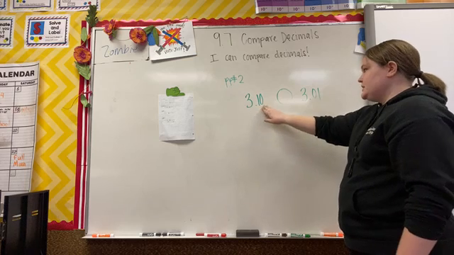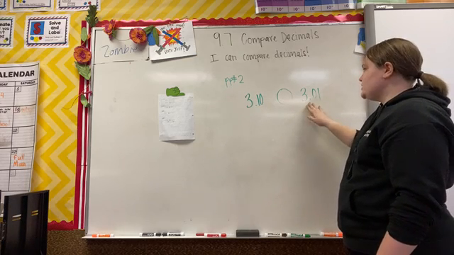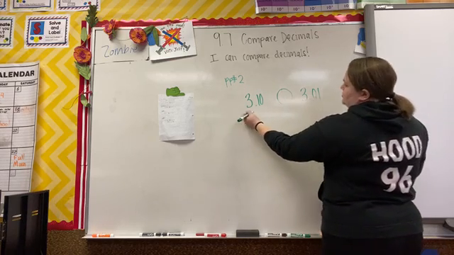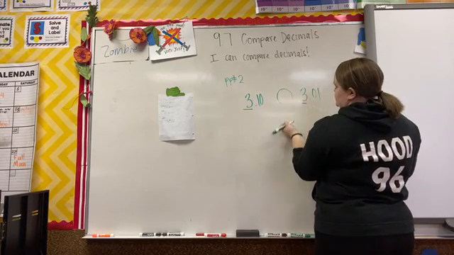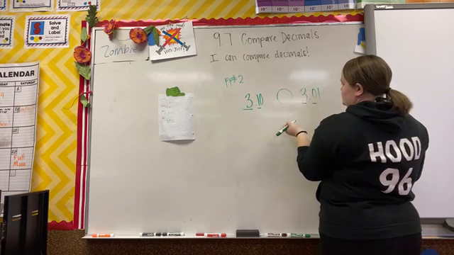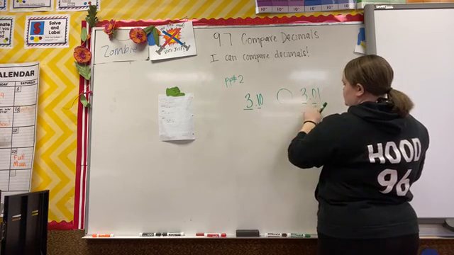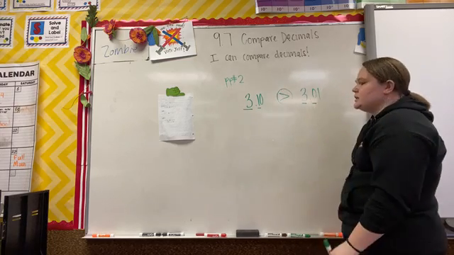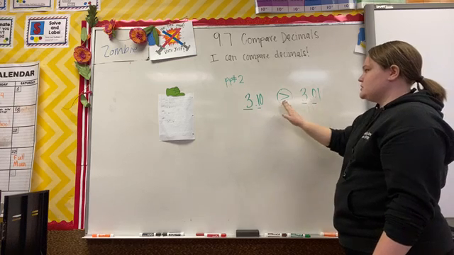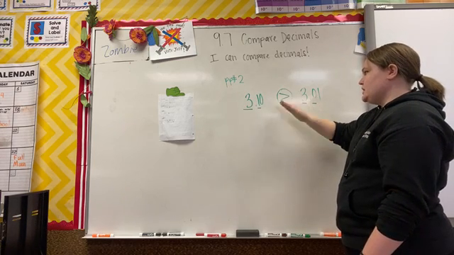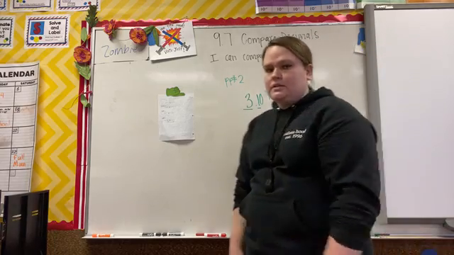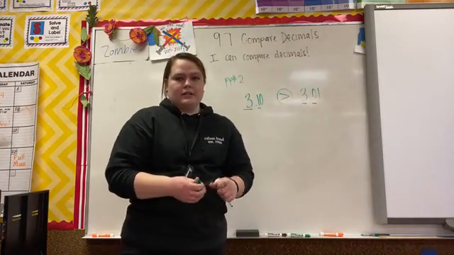I have 3 and 10 hundredths compared to 3 and 100. Well, they're both in the same place, so they both have 3's, so I need to move to the next. They both have 1 and a 0. Well, 1 is bigger than 0, but it's greater than. 10 is greater than 1. So 3 and 10 hundredths is greater than 3 and 1 hundredth. Okay? Hopefully that made sense, and we will practice this more in class.